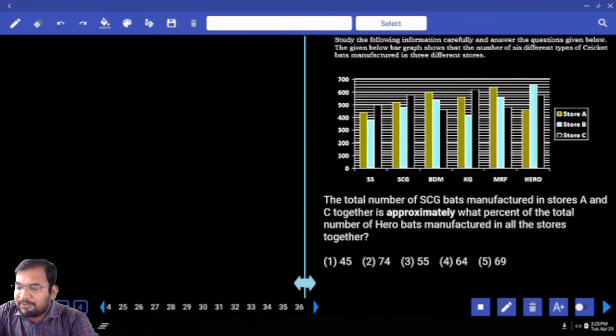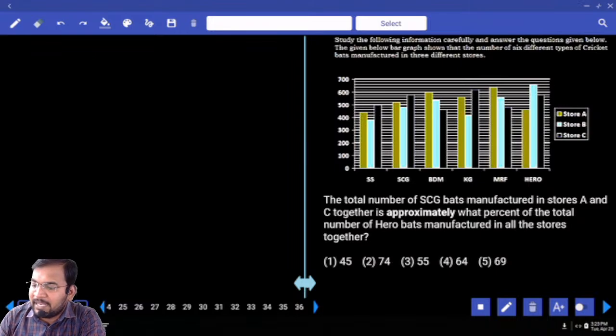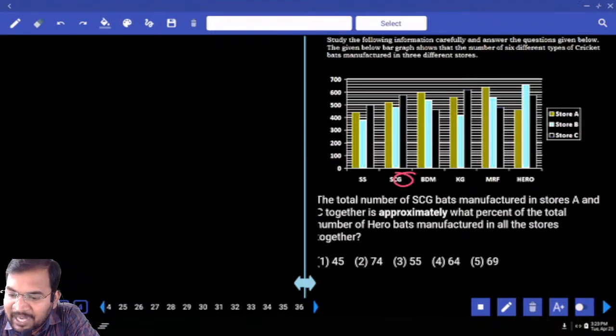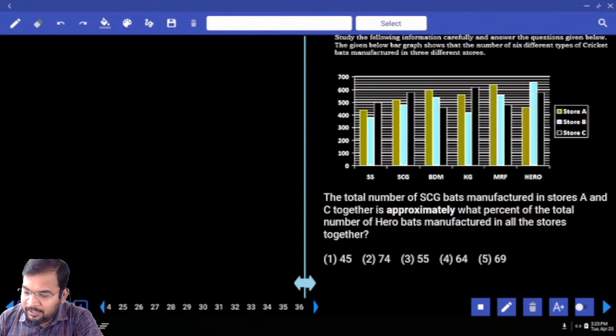The total number of SCG bats manufactured in stores A and C together. A is 520 and C is 580. 520 plus 580 is 1100. Next two.